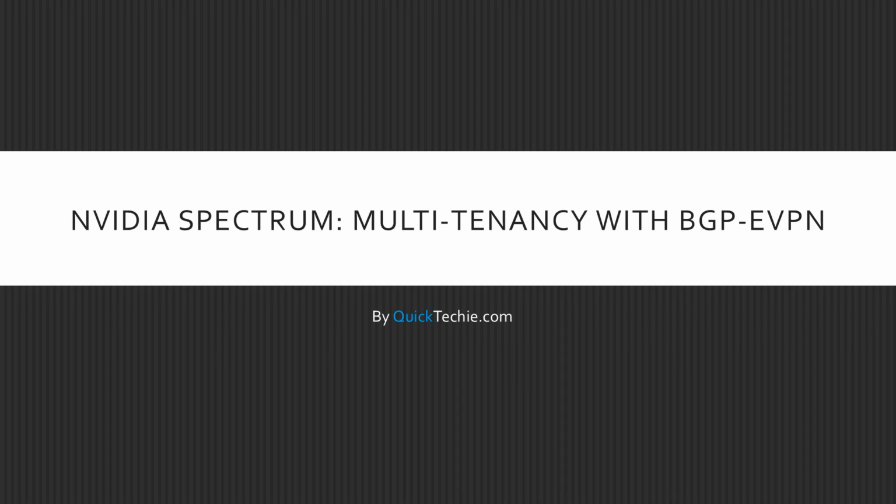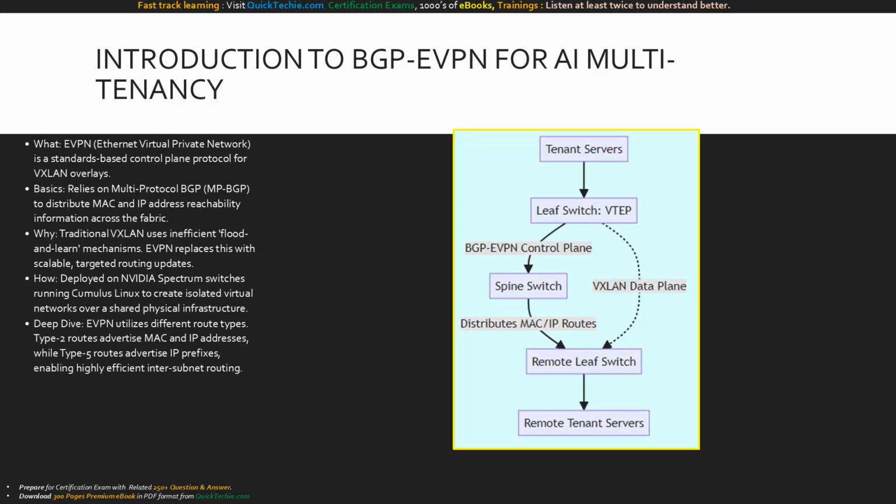Welcome, network architects. Today we are exploring how to configure multi-tenancy in NVIDIA Spectrum networking. We will focus on utilizing Border Gateway Protocol Ethernet VPN, or BGP EVPN, to strictly isolate tenant workloads. Let's get started. Let's begin by defining BGP EVPN.